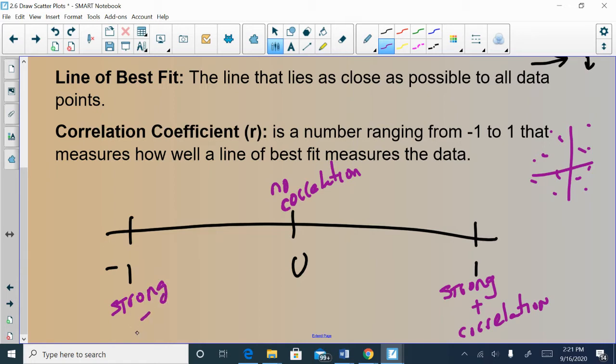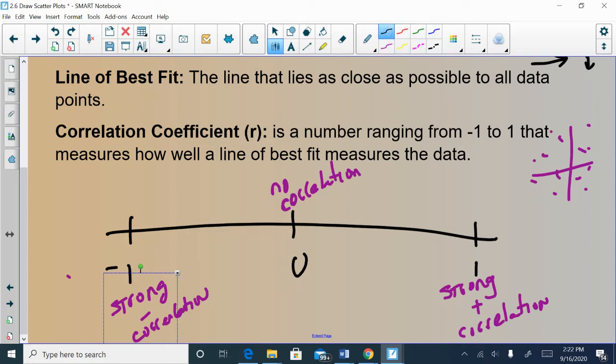On the other hand, an R value of -1 would still indicate strong correlation, but instead it's going to be strong negative correlation. So our line is still going to be close to all of the points that we have, but our line is going to be trending downward. As x is increasing, the line is going to be decreasing the y values.